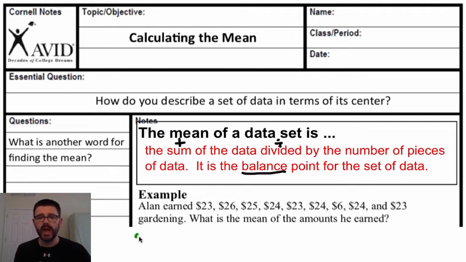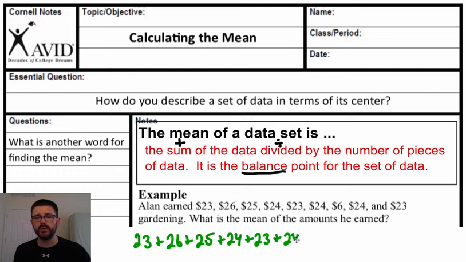So all that means is we're going to add together our numbers. So 23 plus 26 plus 25 plus 24 plus 23 plus 24 plus 6, you had an off week, plus 24 plus 23. When you add all of those up, you're going to get 198. And yes, a calculator is absolutely fine in this unit. Then you're going to divide by how many numbers you had. So we had 1, 2, 3, 4, 5, 6, 7, 8, 9.